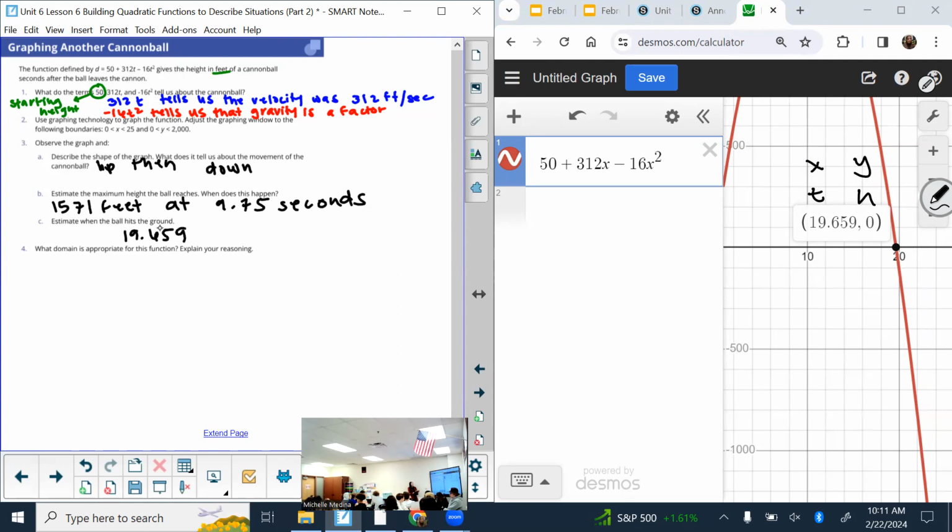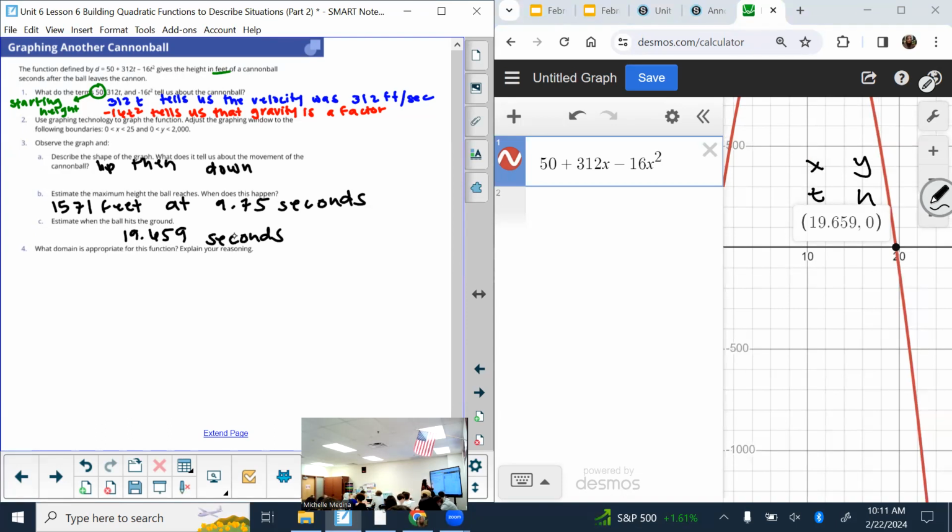It hits the ground at 19.659. That's how you know. Yeah, 2 x-intercepts most of the time. You would not include the one that doesn't make sense, you would include the one that does. And this would make sense because it went up and then down, so it hit the ground at that time.